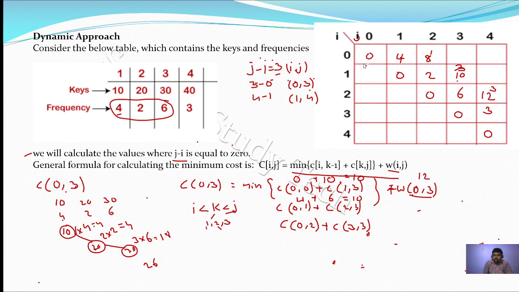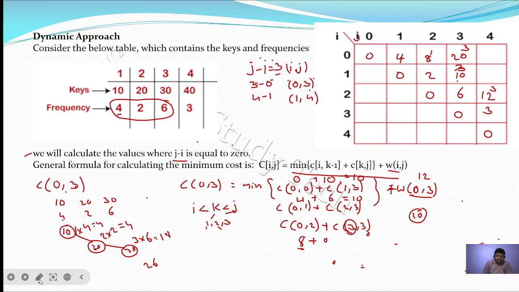Now C of 0 comma 2 value is 8, 8 plus C of 3 comma 3, that is 0. So here we have 10, 10, 8, which is the minimum among these. So 8 is the minimum. So 8 plus 12, that is 20. You can note down here C of 0 comma 3 is 20. Which key is considered as the root node? Here k value is 3, that is, the third key is considered as the root node. That's why here it is 20, with the third key considered as the root node.